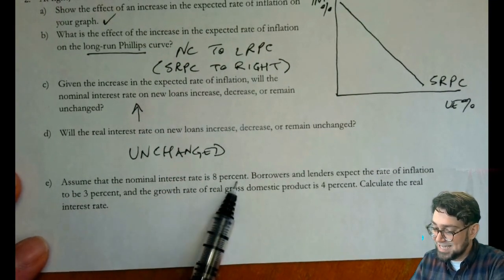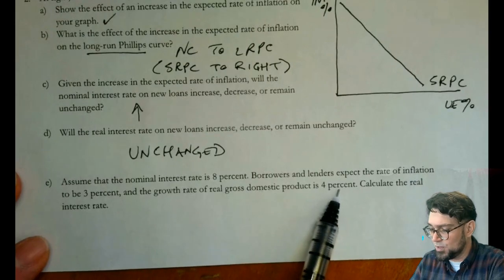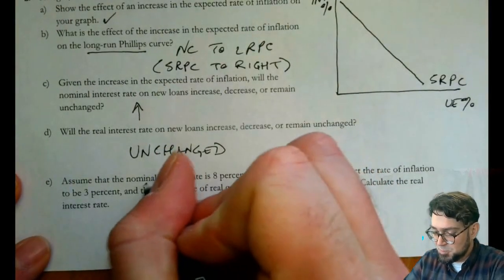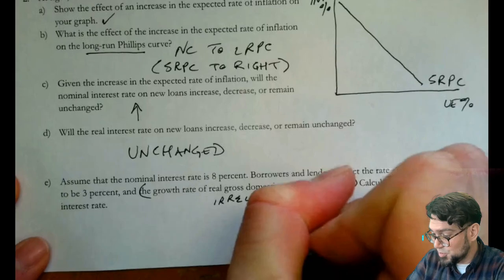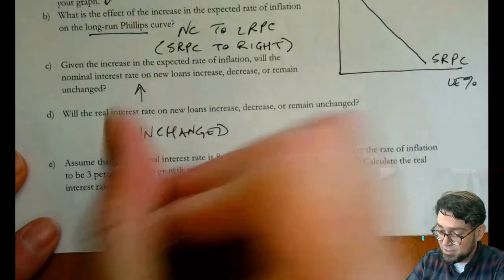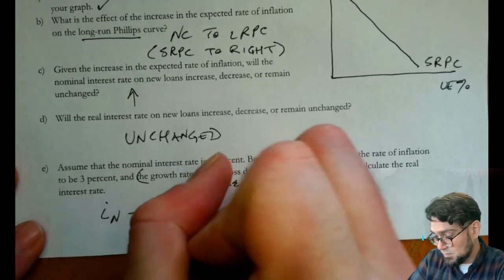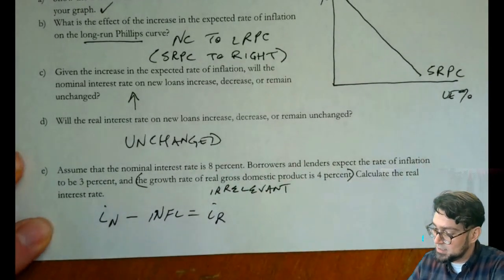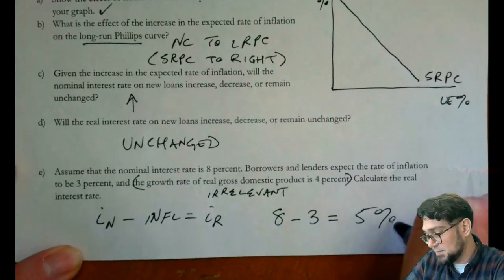E, assume the nominal rate is 8. Borrowers and lenders expect the rate of inflation to be 3, and the growth rate of real GDP is 4. Calculate the real interest rate. Well, this part is completely irrelevant. This part is a red herring, and sometimes you're going to get that. The only part that matters here is IN minus the inflation equals IR. And so we have 8 minus 3 equals 5%.